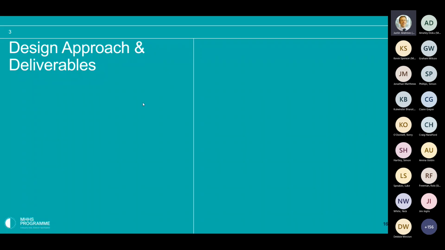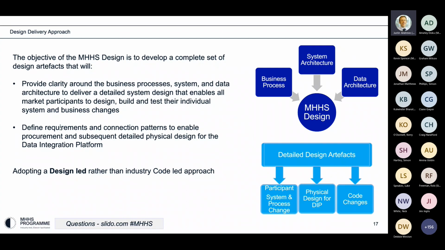So how did we approach the work, and what are our deliverables? I want to highlight here that our main principle is a design-led approach, a bit similar to the faster switching program, if you've been involved in that. A typical industry code approach today is that someone raises a modification to a code or a change proposal, or a lower level change. It goes through a certain process.